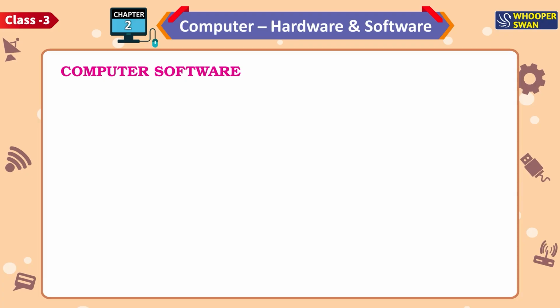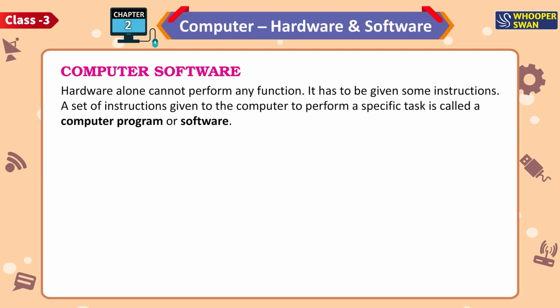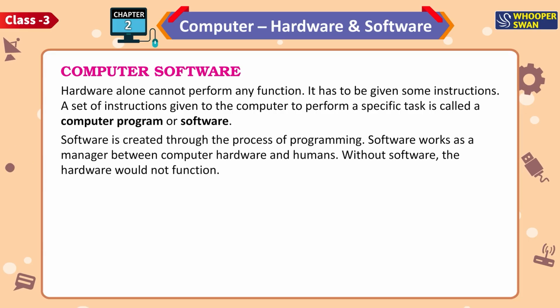Computer software. Hardware alone cannot perform any function. It has to be given some instructions. A set of instructions given to the computer to perform a specific task is called a computer program or software. Software is created through the process of programming. Software works as a manager between computer hardware and humans. Without software, the hardware would not function.